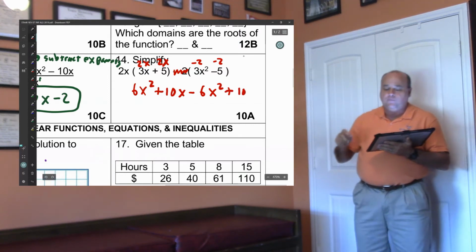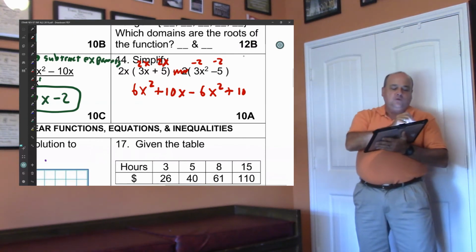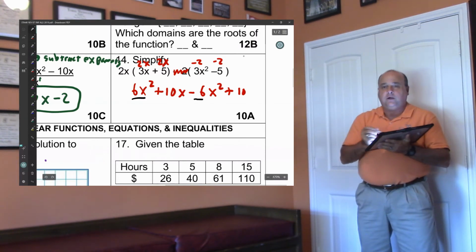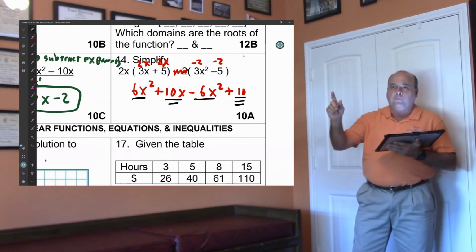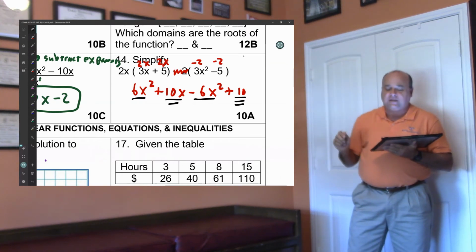Sign, number, right? Now I need to group. So I'm going to single underline the x squares. I'm going to double underline my x's and triple underline my constants. Notice I have a triple underline. I could have 3 terms in this answer.